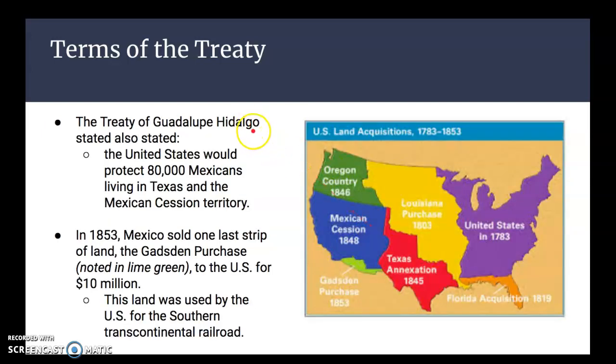So that same treaty, the Treaty of Guadalupe Hidalgo, also stated that the United States would protect 80,000 Mexicans living in Texas and Mexican cession territory. And in 1853, Mexico sold, I just told you this, one last strip of land, the Gadsden Purchase. Now it's green on this sheet, lime green to be exact, to the U.S. for $10 million.